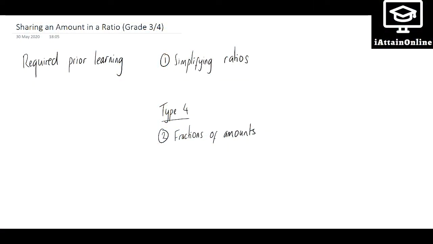So before we get started with this, as always, there's a couple of things that you need to be comfortable with before you can access all of these questions. Not a lot, but the first thing you need to be able to do is to simplify ratios. This topic normally follows on from any work on simplifying ratios, and then if you want to access the 4th type of question that I'm going to go through, it will be useful if you can find fractions of amounts. So if you can't do those, I suggest going away and having a look at those first.